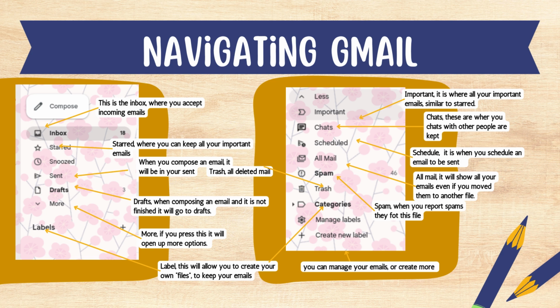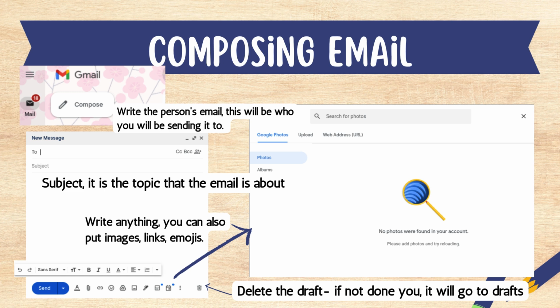All mail, so it will show you all your mail, even if it's blocked, it's in your spam, trash, all of it. Then spam, again, it's when you report a spam, they stay in this file for life. You can also report it in your inbox in case you want to report a certain email, but spam also blocks out certain emails that they think you shouldn't see or they don't think are important. Under that, we have trash. This is where you can see all your deleted mail in case you were trying to find something you accidentally deleted. And then categories, same as labels, you can categorize your emails into certain files. And then creating new, but also you can manage your emails or create more.